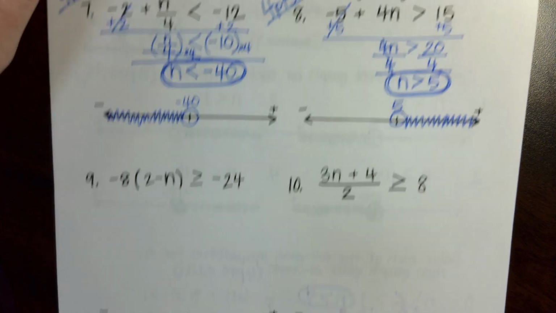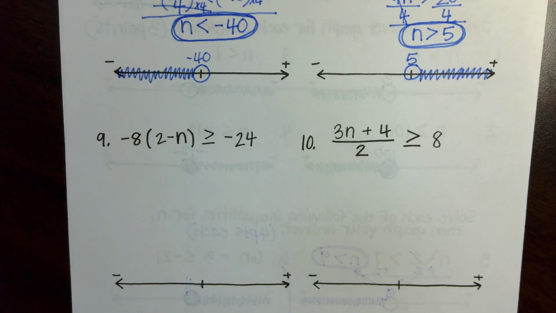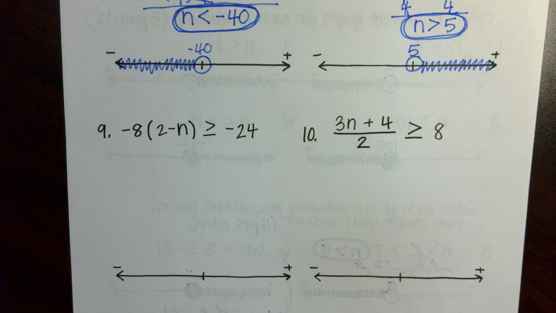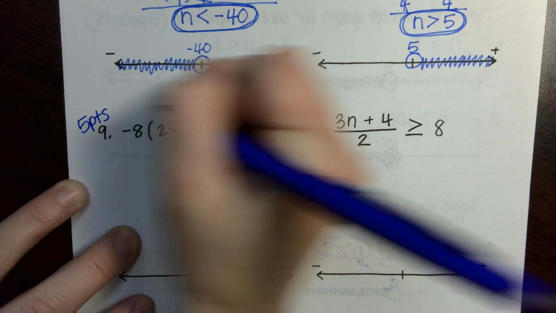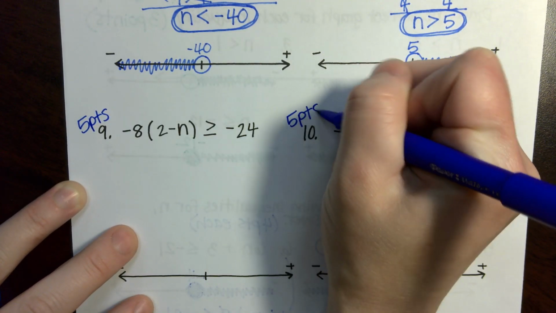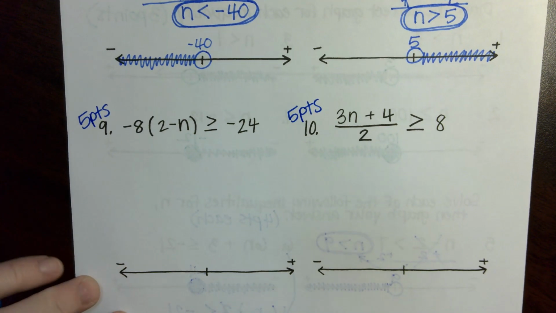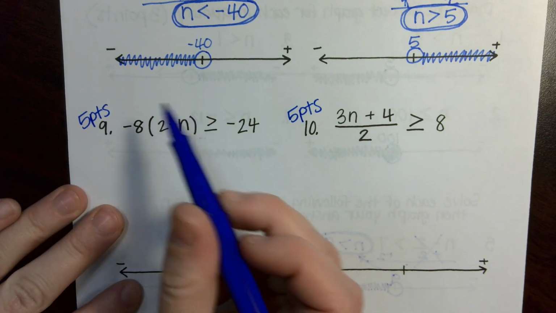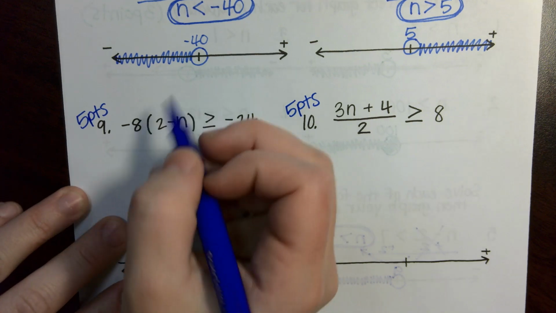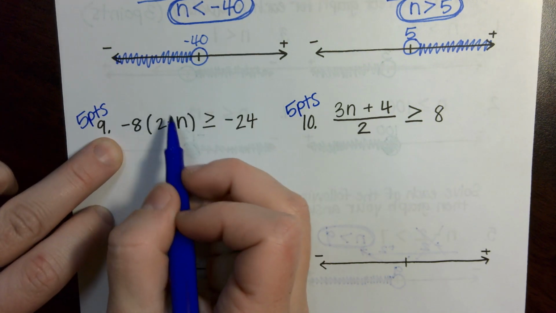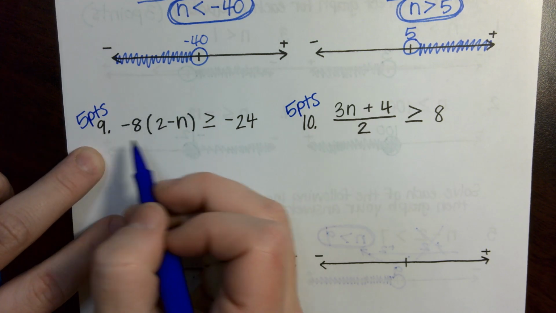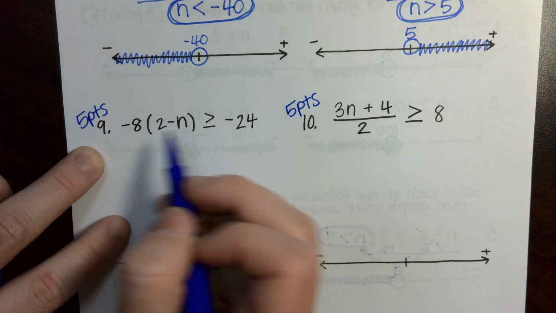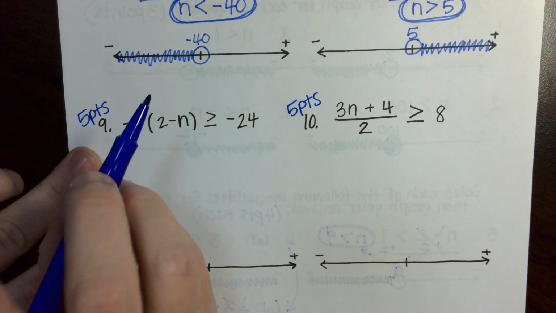Okay. Let's move on to number 9 and 10. So numbers 9 and 10 are going to be worth 5 points each. I know it. Y'all are about to earn a bunch of points for this quiz. So here is where those points come from. You're going to have 1 point for remembering to distribute first or divide by -8. You see we've got a parentheses here. So we've either got to distribute -8 or we've got to divide both sides by -8. You're going to get 1 point for doing one of those.